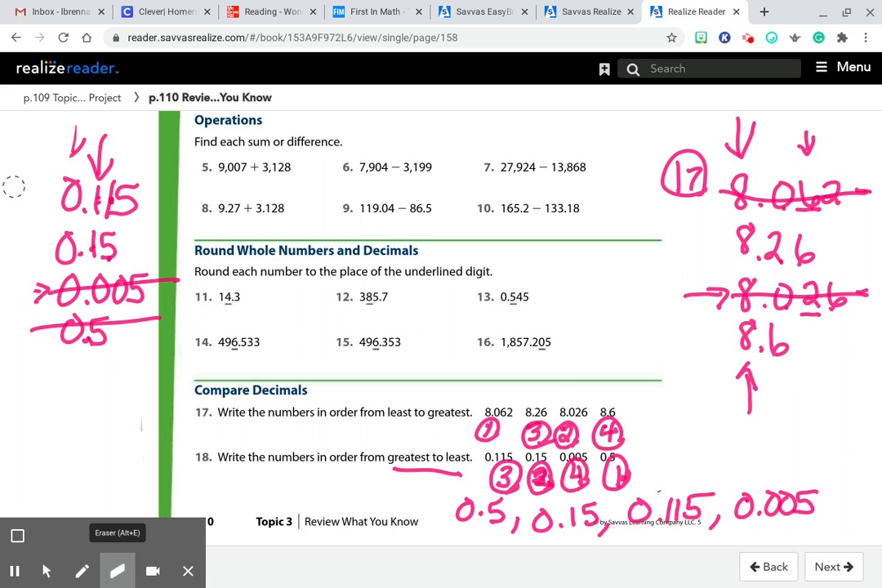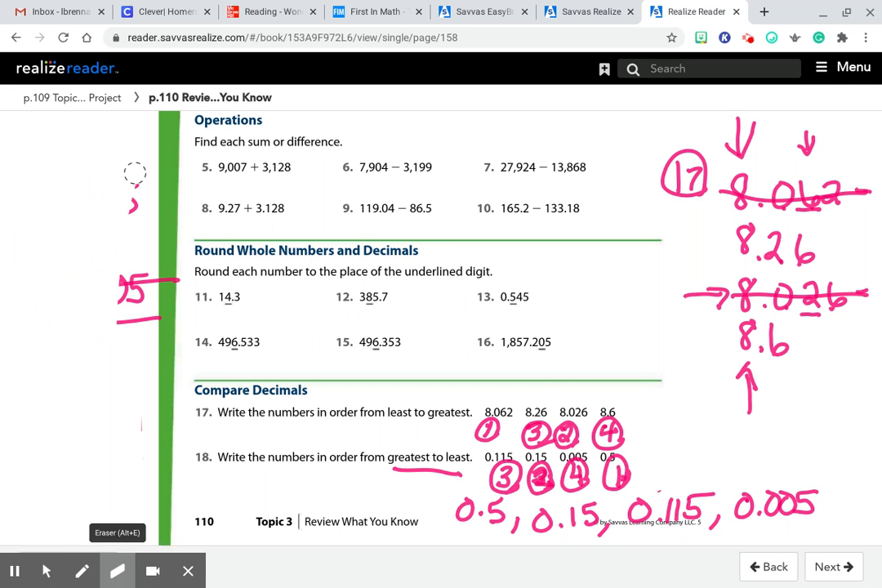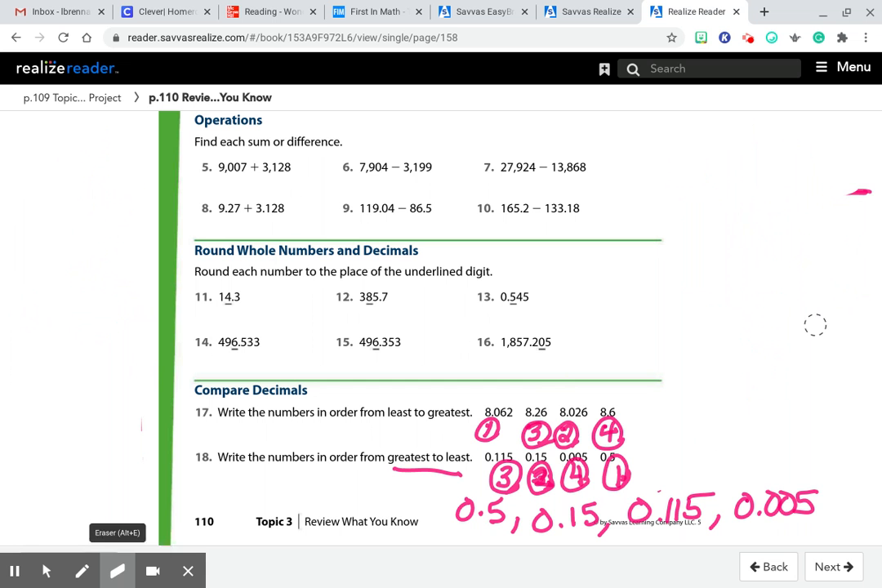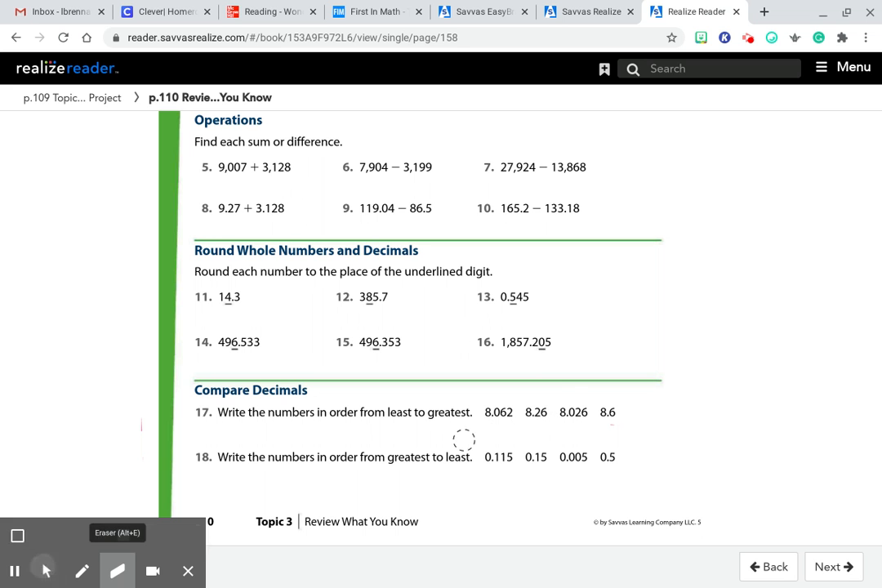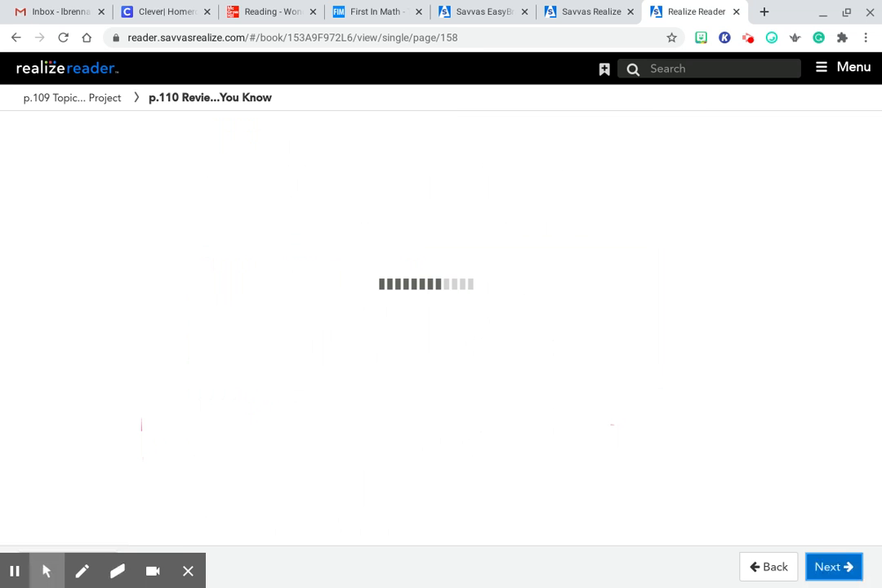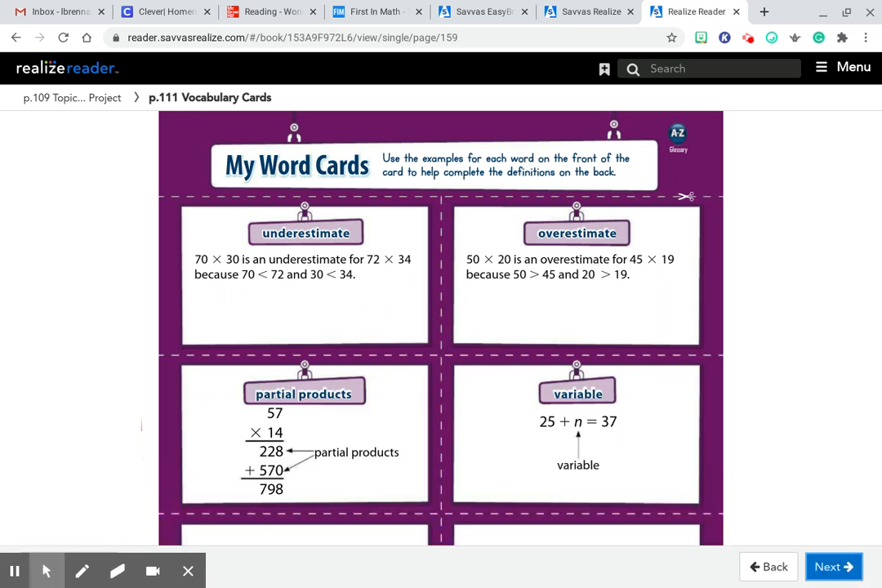And the other thing we want to go over as we preview the chapter is your vocabulary. So if you turn your page, you've got your purple pages there with the word cards, and you can cut them out and make flashcards for yourself that you can use to study with, or you could just review them in the book if you'd rather keep them in the book so you have them to go back over in the future. As we turn the page, there we go. We're reviewing vocabulary cards. So use the examples for each word on the front of the card to help complete the definitions on the back.